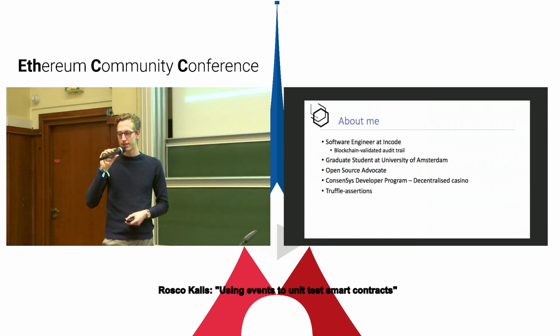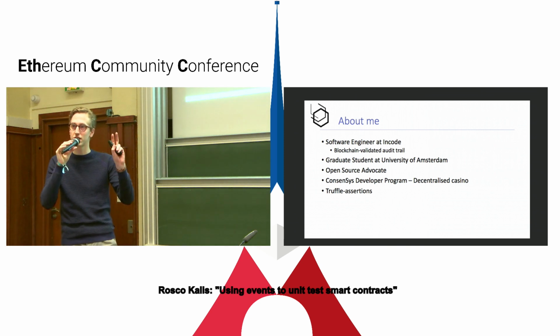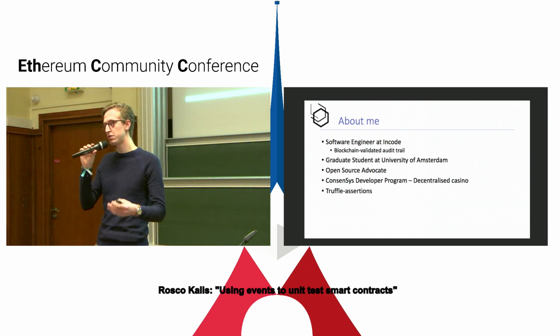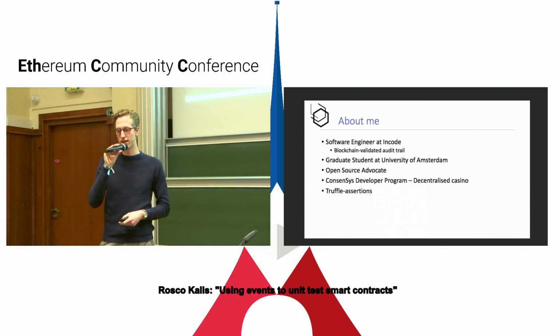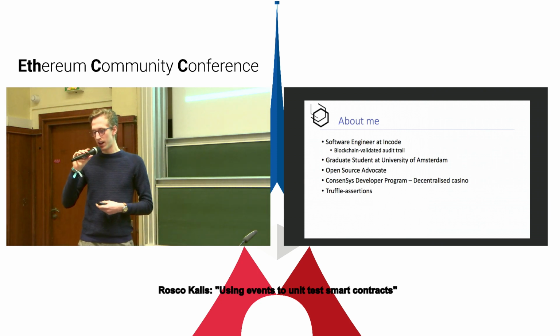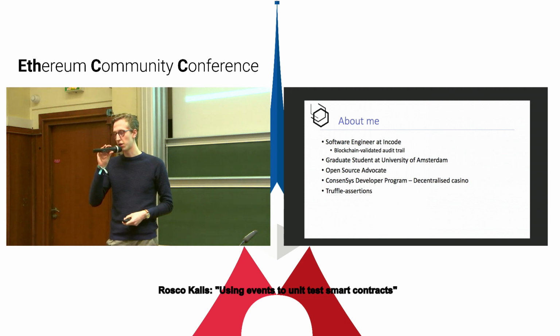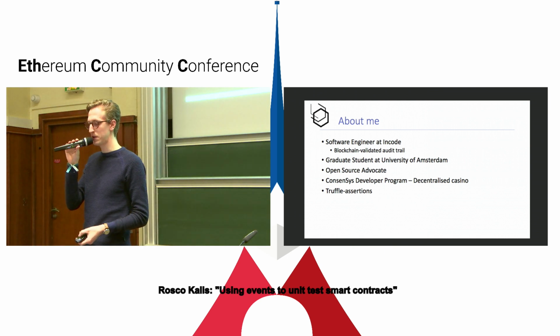Last summer I did the Consensys Developer Program, where I developed a decentralized casino app where you can play roulette and maybe win some Ethereum back. I'm going to be using some of that code as examples inside this talk. This talk is also going to discuss the truffle-assertions library, which is a library that I created specifically to help with the techniques that I'm going to be discussing.